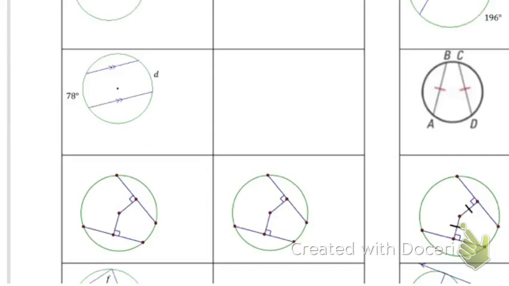Continuing on. If I see two parallel chords, and I know the measure of one of the arcs, I know the measure of the arc on the other side. So D is going to equal 78 degrees as well.